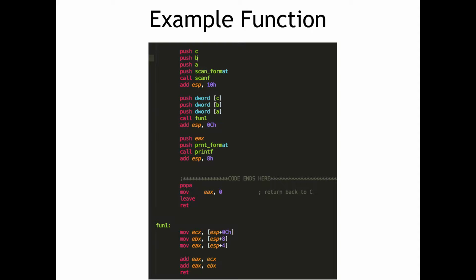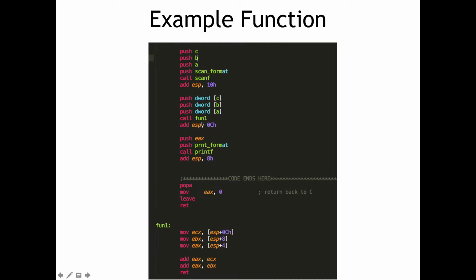Here you can see an example. We have a partial program here. This code is uploaded with video 24, and will be added to our code repository for the class. You'll see that I'm going to call scanf. I push on the memory addresses for 3 variables that I've defined, and then the format specifier for that scanf call, call scanf, and then adjust the stack pointer.